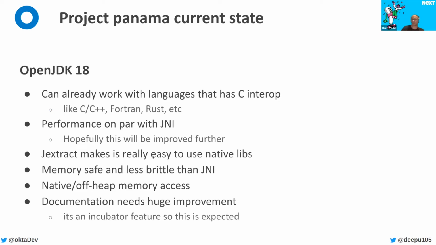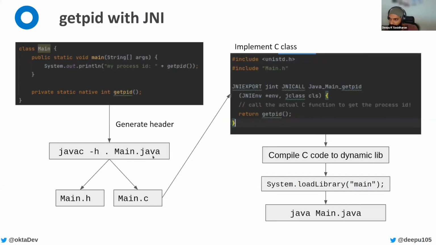I have a question. I don't understand, or maybe you can explain, why is it more memory safe compared to JNI? What's changed that makes it safer? So the main thing is, let's go back here. This is a standard C function that would be generated when you do JNI, on the left, right?